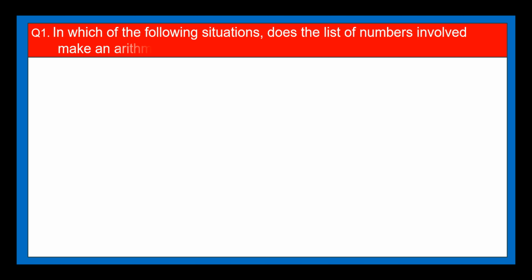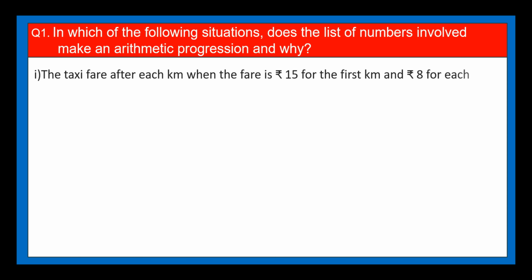Here is the question number 1. In which of the following situations does the list of numbers involved make an arithmetic progression and why? And this is the first bit. The taxi fare after each kilometer, when the fare is 15 rupees for the first kilometer and 8 rupees for each additional kilometer.